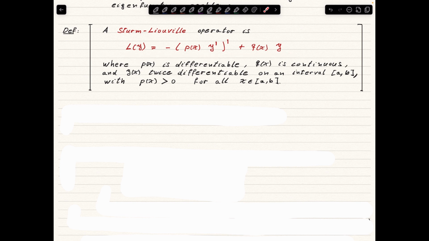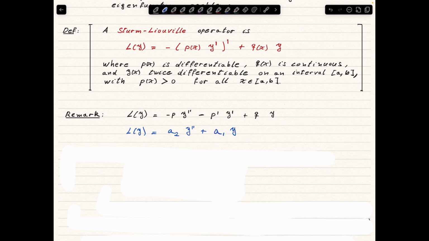Notice that we can expand this, distribute this derivative in this product, and we can get the derivative acting here, so a second derivative of y times p, which is this term, and then another term when the derivative acts on the function p, and that would be this term here, and then we still have the term with q. So from here we see that L of y is nothing more than some function a2 that we chose to call negative p times y double prime plus some function a1 times y prime plus some function a0 times y.